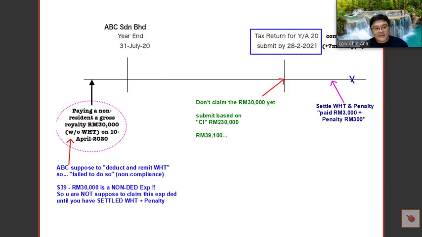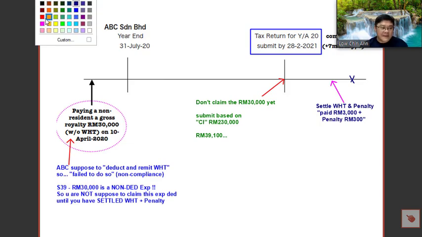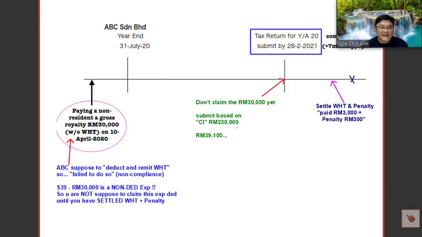Now, if the client says, do you have a better way that I can claim so that I don't have to suffer that? Can. If you have a better way, it means you solve the problem before the due date. That's why, at the end of the day, it depends on when you know the problem. If you only know all this at the last minute, when you already need to submit the tax return, you don't have a choice. But if you discover this early, for example, now I'm going to change the scenario again.